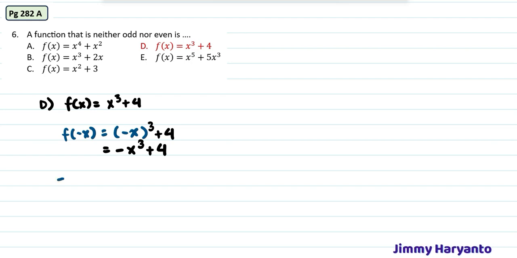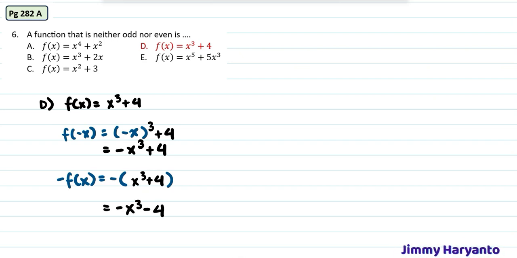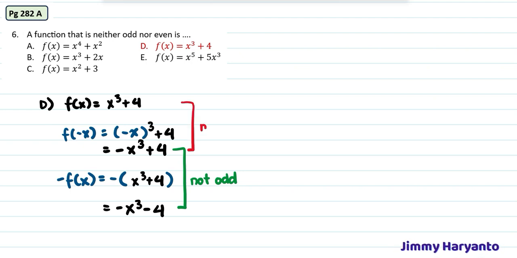And then when you calculate negative f(x), you'll have negative of x to the power of 3 plus 4, like this. And then when you simplify it, you'll have negative x to the power of 3 minus 4. Okay, as you can see, this one is not the same. That means the function is not odd. And then also, this one is not the same, so it is not even either. So the function is neither odd nor even.